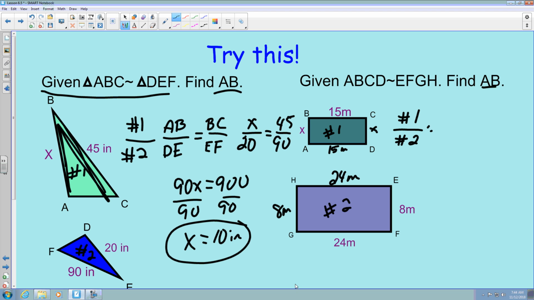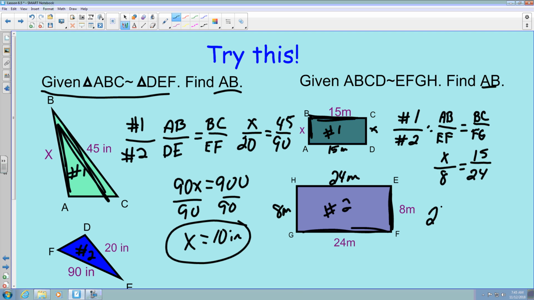So corresponding sides, looks like AB is my variable. The corresponding side to that would be EF, and then it's going to be proportional to the given value, which is BC, and second and third. So FG is going to be the corresponding side. So I look here, AB is right there, that's x. EF, which is right here, that's 8. It is going to be proportional to BC right here, which is 15, over FG, which is right here, which is 24. We set up the proportion, so now we solve it using cross products.